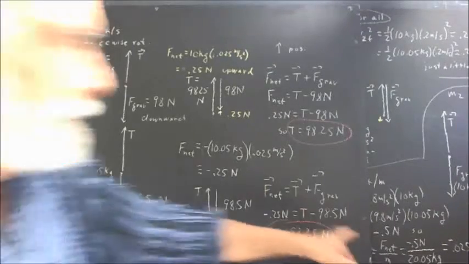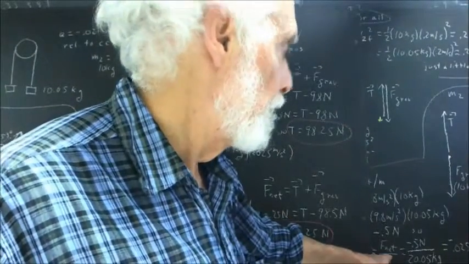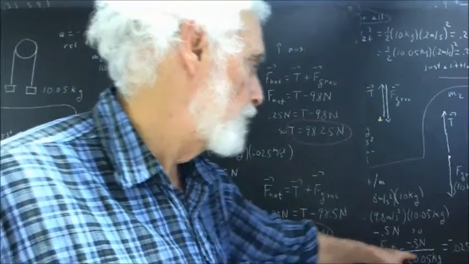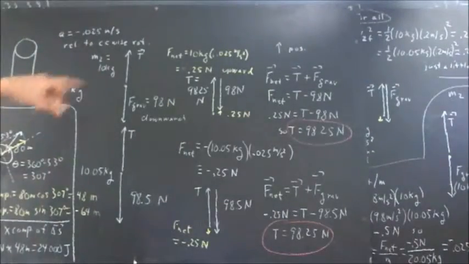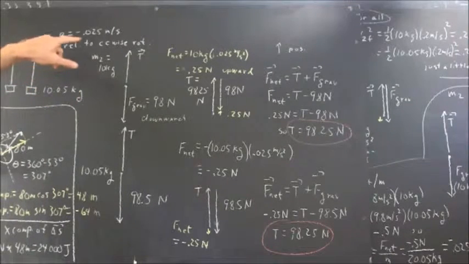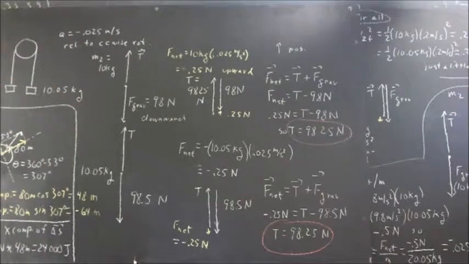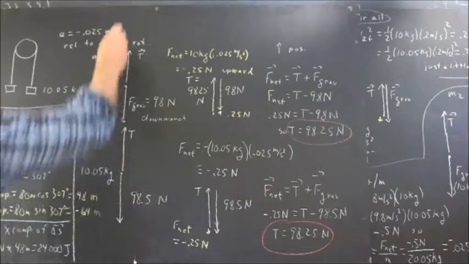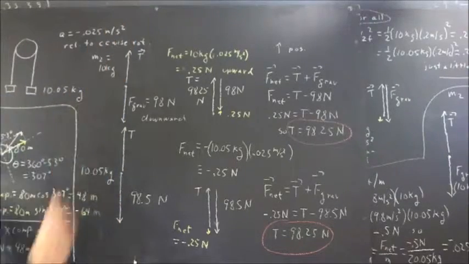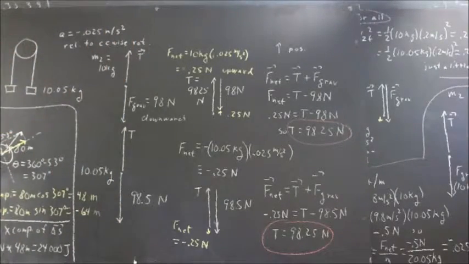Okay, now previously we calculated the acceleration as net force divided by mass and got negative 0.025 meters per second squared, meaning 0.025 meters per second squared in the counterclockwise direction.